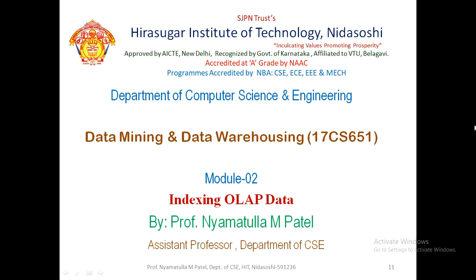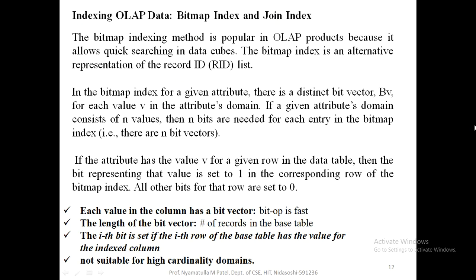of module 2 of data mining and data warehousing. So, in this video lecture we are going to discuss indexing OLAP data. There are two methods for indexing OLAP data. One is bitmap indexing and the second one is join indexing. So, indexing OLAP data, there are two methods, one is the join index and the bitmap index.